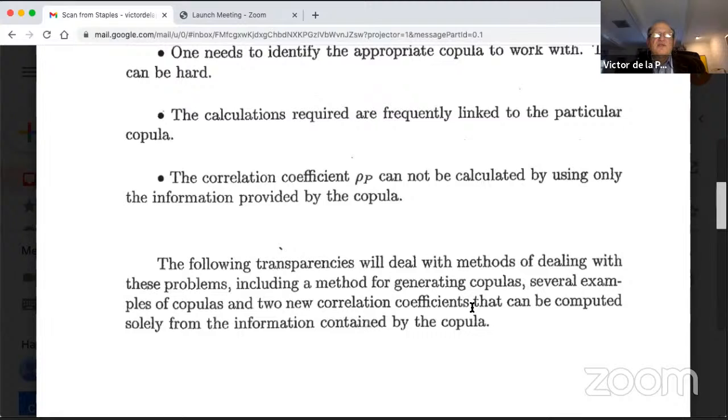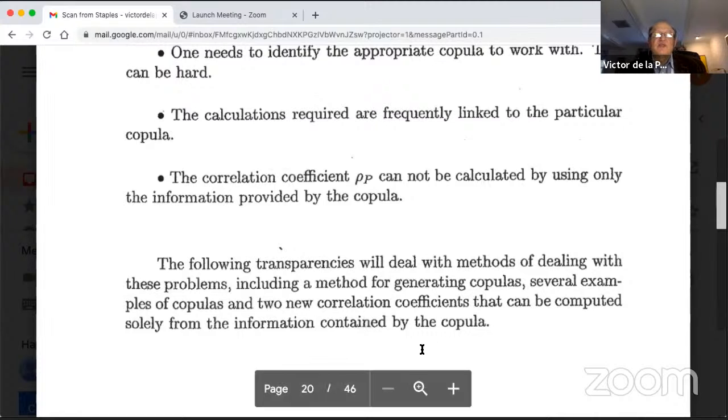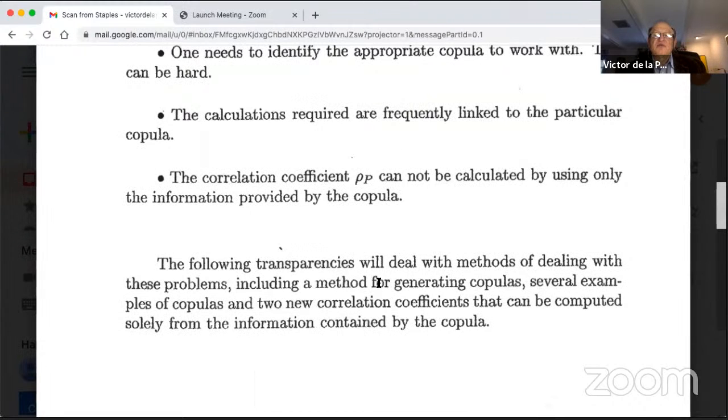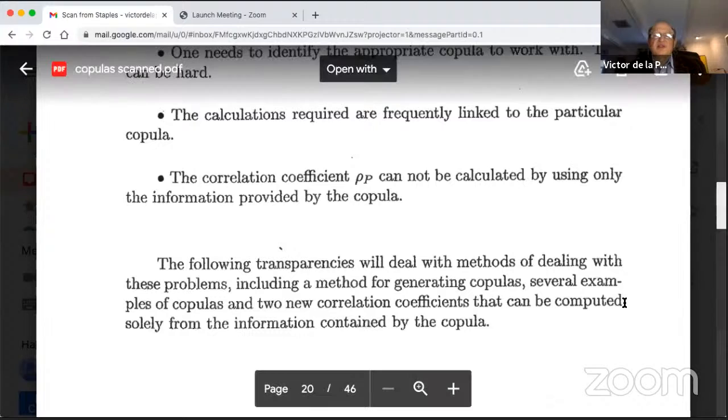In the following transparencies, I will deal with methods of dealing with these problems, including a method for generating copulas, several examples of copulas, and two new correlation coefficients that can be computed solely on the information contained in the copula.